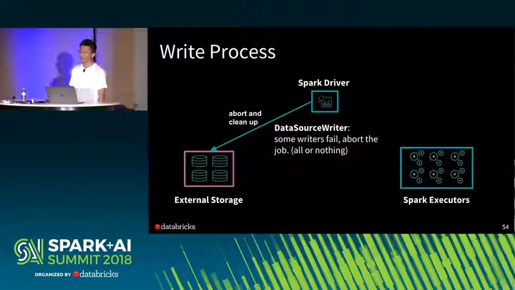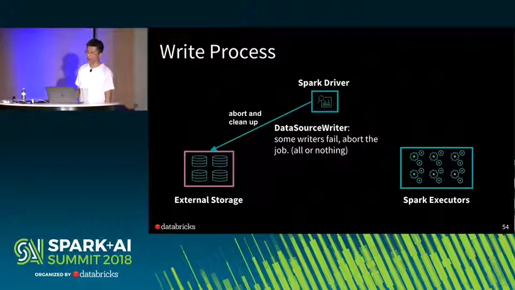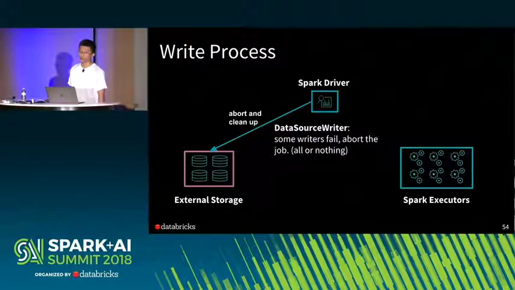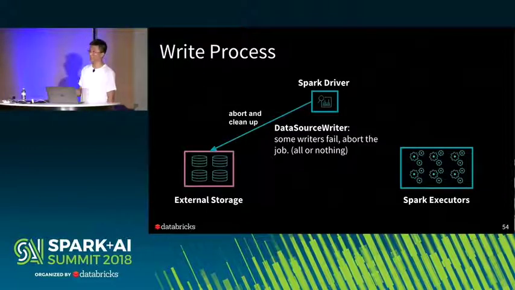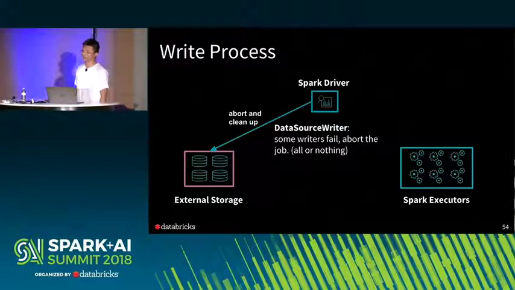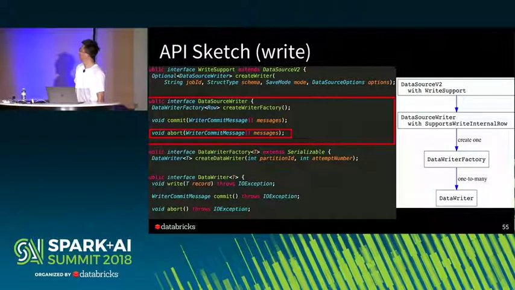However, if some task failed, we should abort this job because we want to implement the all or nothing semantic in SQL. So here we will probably connect to the storage system and ask it to abort the transaction and clean up all the data, including the data that was written by the previous successful write tasks. And here is the API for it.